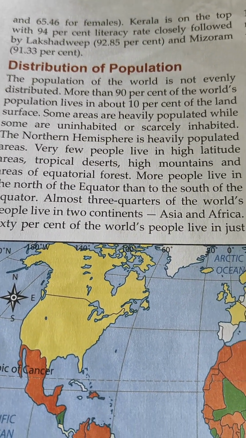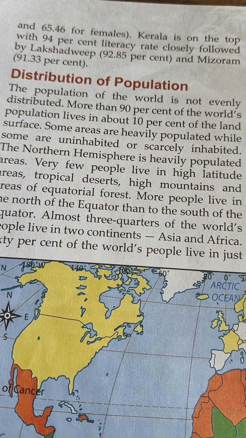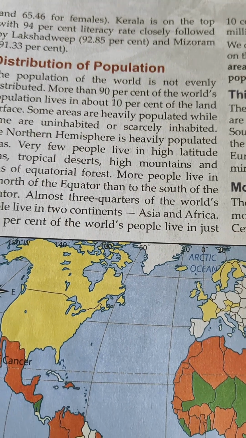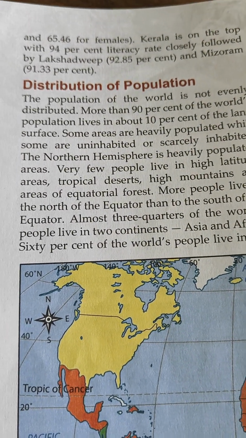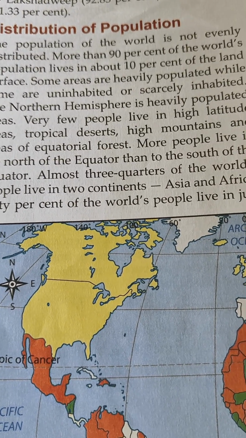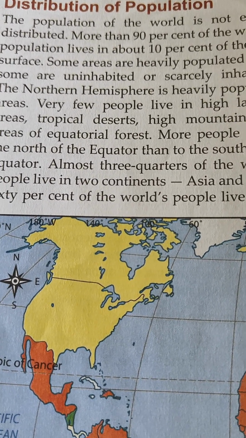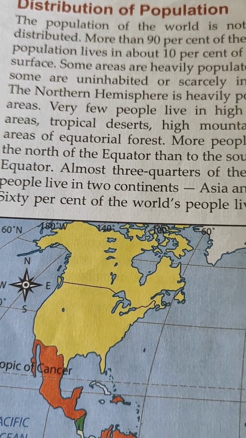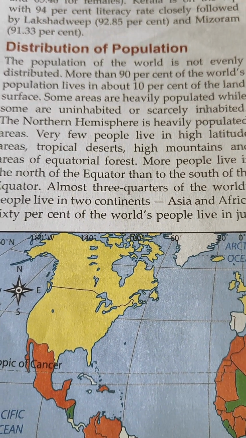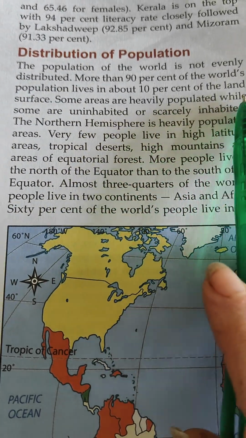After that we discuss the distribution. According to the distribution, we have the categories: the thickly populated area, moderately populated area, and the sparsely populated area. This division is according to the physical feature, the terrain of that area. In the mountainous region fewer people live, in the desert fewer people live, but in the plain areas people live because the facilities are provided. So more than 90% of the world population lives in only 10% of the land surface.